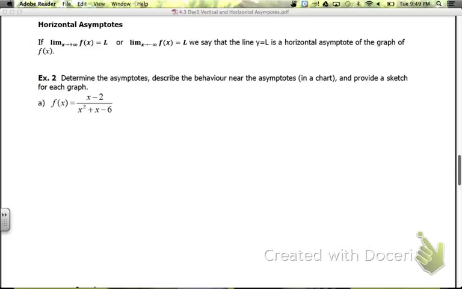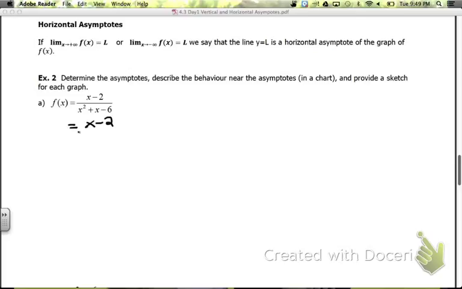So, in our next example, we want to determine the asymptotes, describe the behavior near the asymptotes, in that chart that we used in our first example, and provide a sketch for each of the graphs. So that's what we're going to do. We're going to start off by always factoring our function.